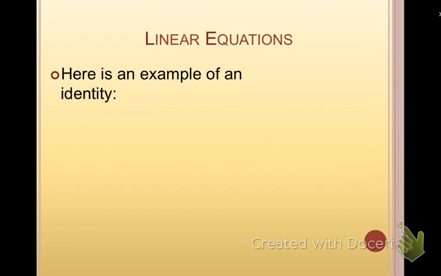Here's an example of an identity. 2 times the quantity x minus 3 equals 2x minus 6. Again, at first look, you're not going to know that this is an identity. You're going to have to go through the process of solving this equation. We would start out by distributing that 2. Once we distribute that 2, we're going to end up with 2x minus 6 equals 2x minus 6.